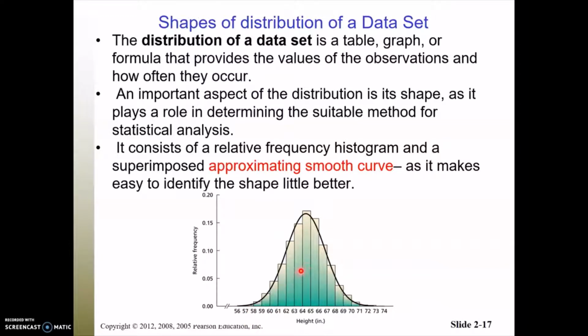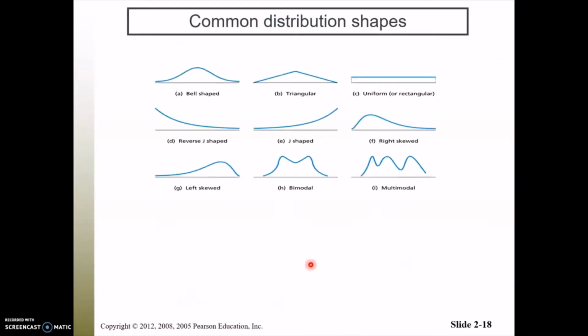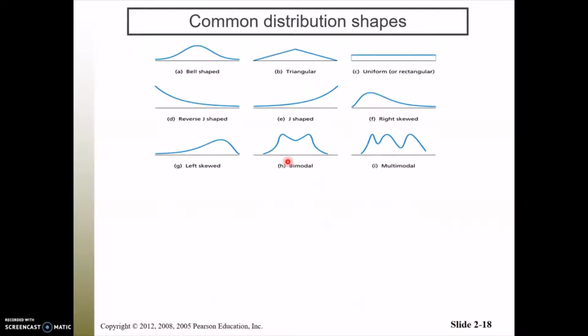So the question that comes to mind: is this the only shape available? The answer is no. We have some other shapes available, and we're going to talk about these shapes one by one. This is the first one, the bell shape. It looks like a bell. This is a triangular shape. And this is called the uniform shape.